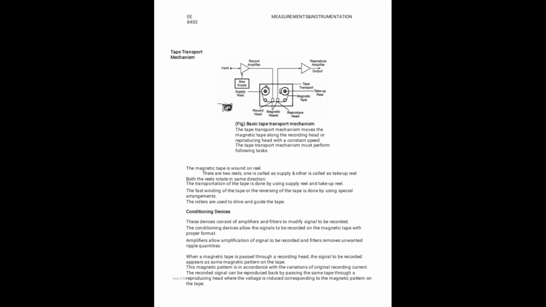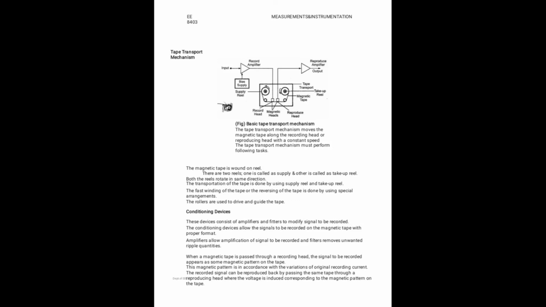There are two reels. The first one is called the supply reel, and another is called the take-up reel. If both of the reels rotate in the same direction, the transportation of the tape is done using the supply reel and take-up reel. The tape binding and reversing of the tape is done by using a special arrangement of rollers, used to drive the tape.